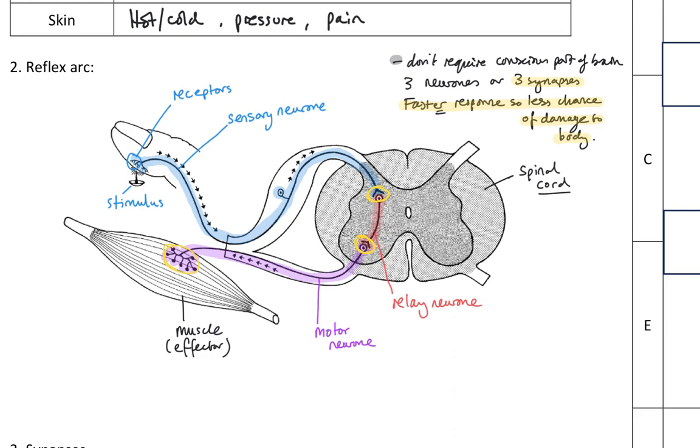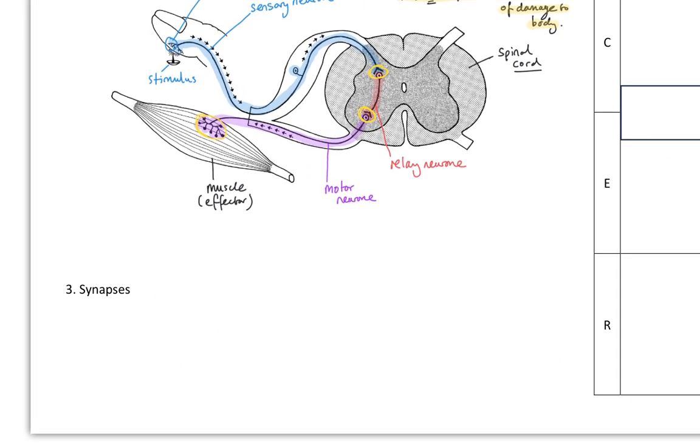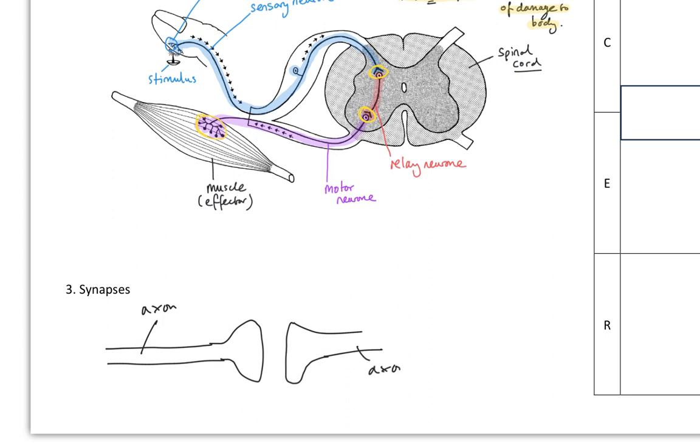So let's have a quick look at a synapse again. So it's like that yellow circle at the end of one neuron and the beginning of another. So I've got one neuron here, and it has a swollen end, and then I've got another neuron, and then it goes into its long bit again. The long bit's called the axon. So these are axons, and this could be sensory and relay. It could be relay and motor. It doesn't really matter. But yeah, this is a gap in between. It's called the synaptic cleft.